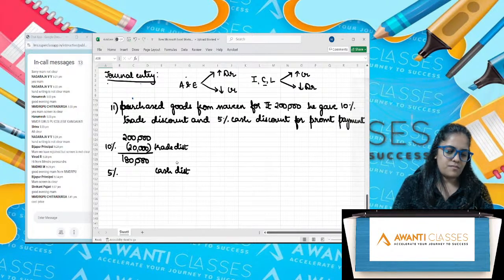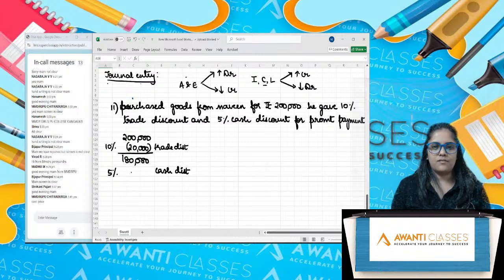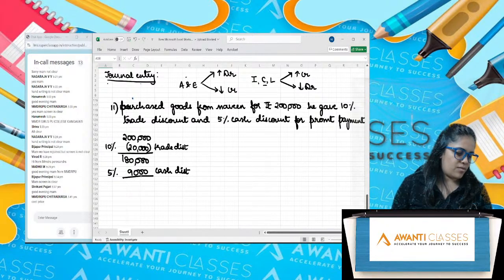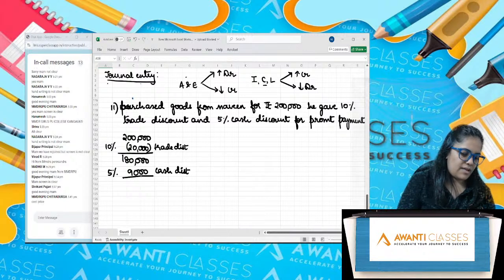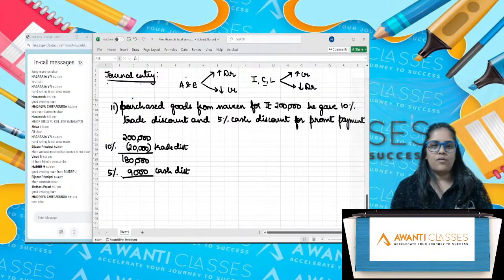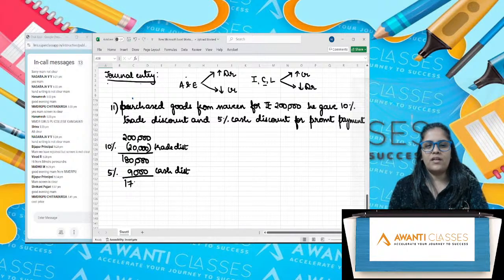Two, sorry, 1,80,000 into 5% is 9,000. Correct? So payable amount will be 1,80,000 minus 9,000, 1,71,000. This is the amount payable.